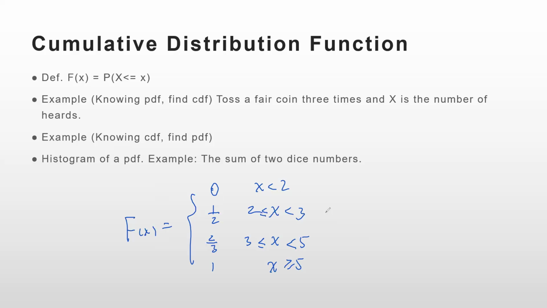So at 2, there's a jump, so I have f(2) equals 1/2. And there's a jump at 3. f(3) is actually not equal to 2/3, because capital F(3) is a cumulative function. Little f(3) is the mass at 3. So you need to subtract 1/2 from 2/3, which is 1/6.